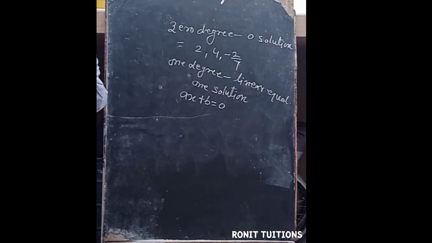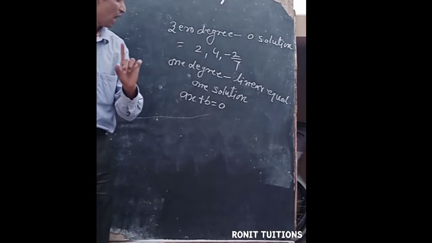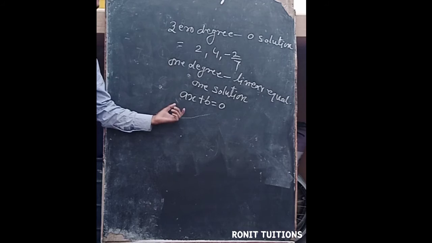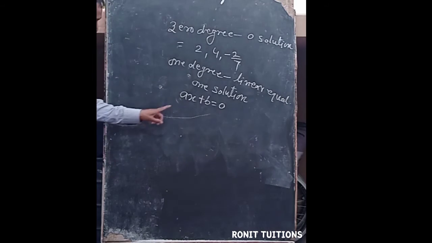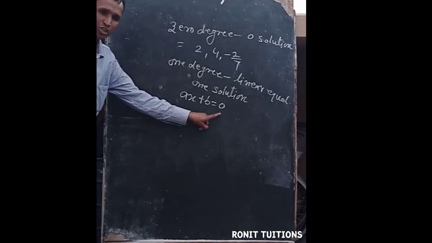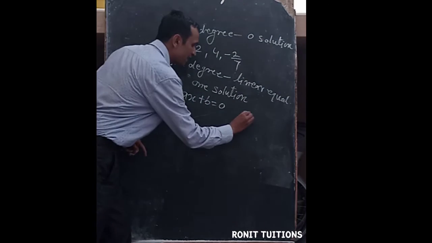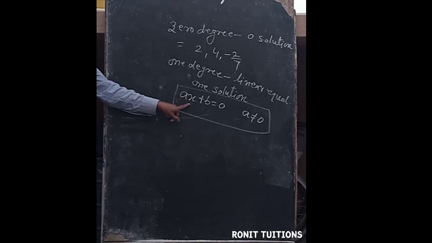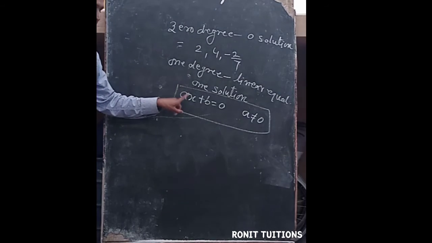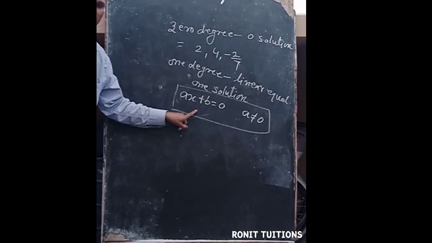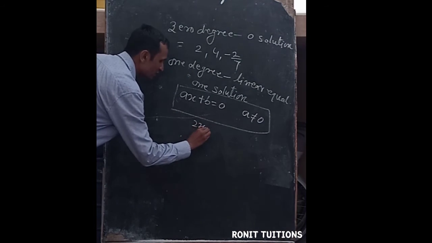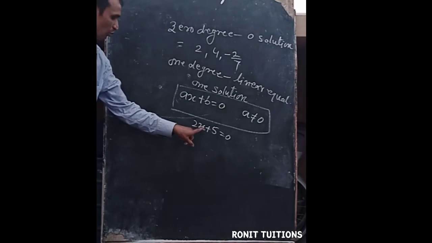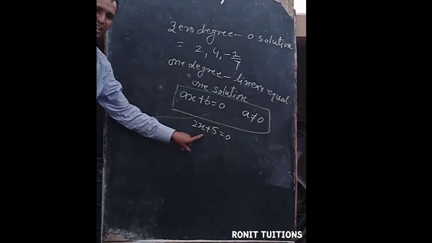Sometimes in the exam, in the SSLC Karnataka board, they ask many times: write the general form for the linear equation. So the general form of a linear equation is ax plus b is equal to 0, where a will never be 0. This is the standard form for the linear equation or 1 degree equation. For example, we can write 2x plus 5 is equal to 0. This is 1 degree.